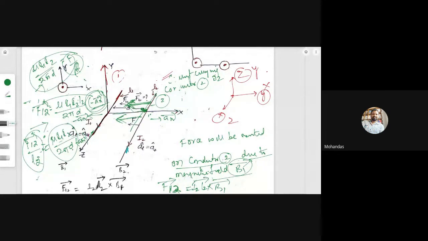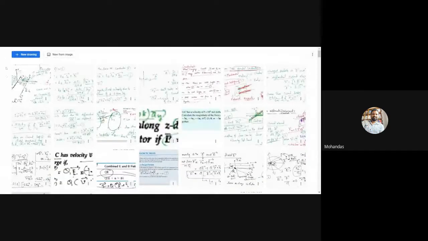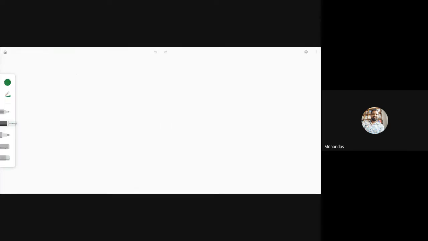Now, this is one force. Next, what is the other force? Let me finish this last one within 10 minutes, so that we can finish all the forces. The force on which conductor? The force on conductor 1 due to B2, conductor 2. That force is known as F21.